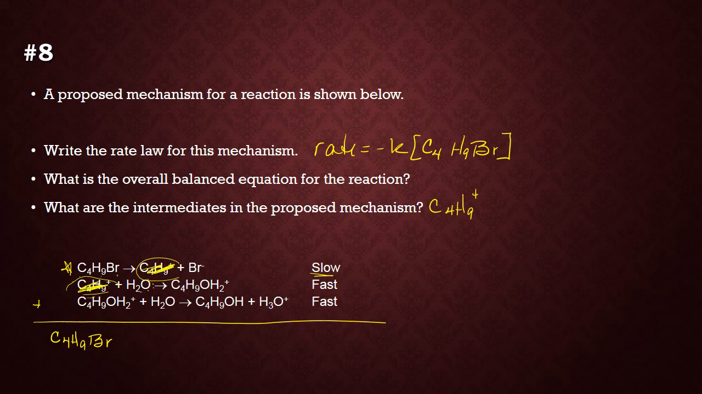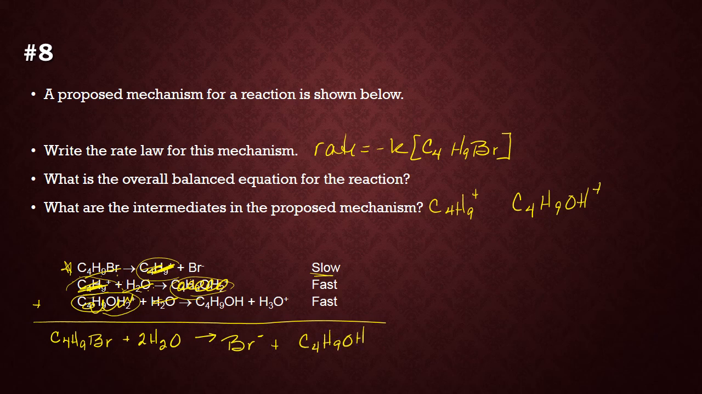Is there water anywhere? Yep, right there, but they're both on the reactant side, so we have 2 waters. And this guy right here is another one of our intermediates, so we can ignore these guys. We've already used these 2, and that one. All right. Bromide, plus C4H9OH plus hydronium. That's it.